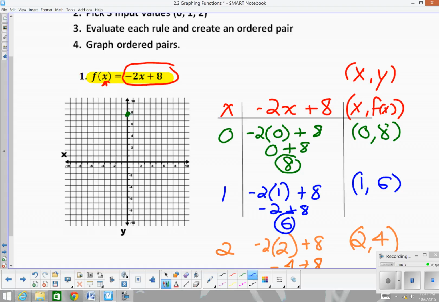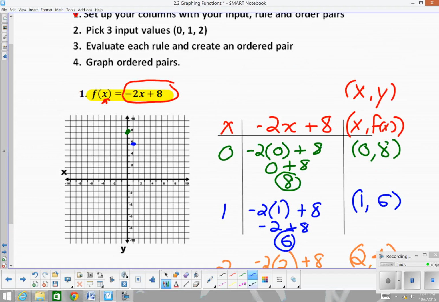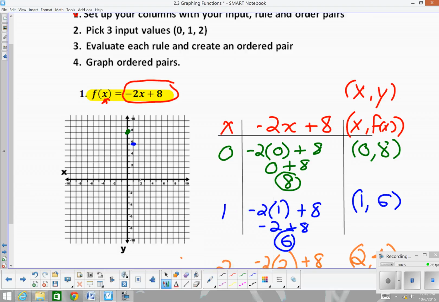Good. My blue coordinate is going to be 1, comma 6, so I'm going to go right 1 and go up 6. 1, 2, 3, 4, 5, 6. Okay, cool. And my last ordered pair is going to be 2, comma 4. So that's going to be orange. So 2, 1, 2, up 4. It's going to look something like that.